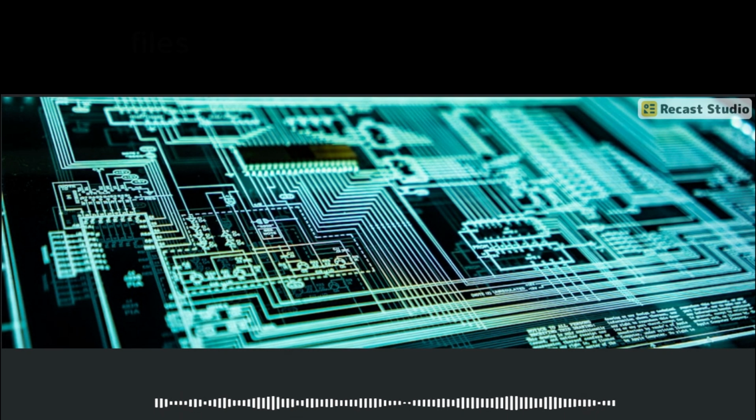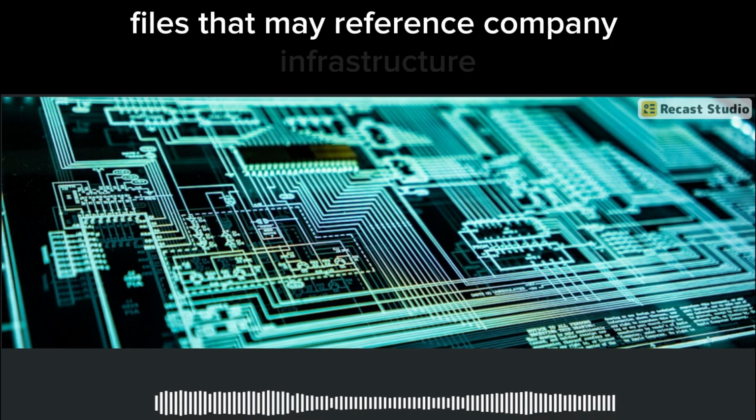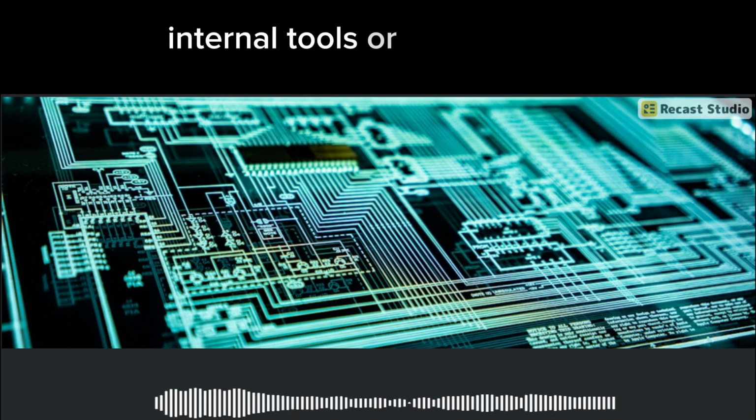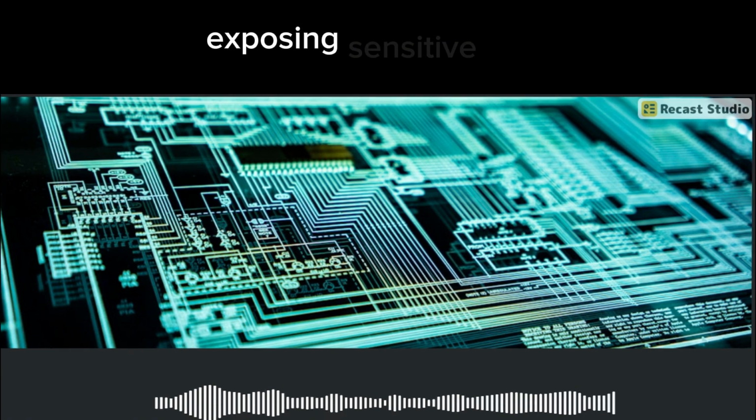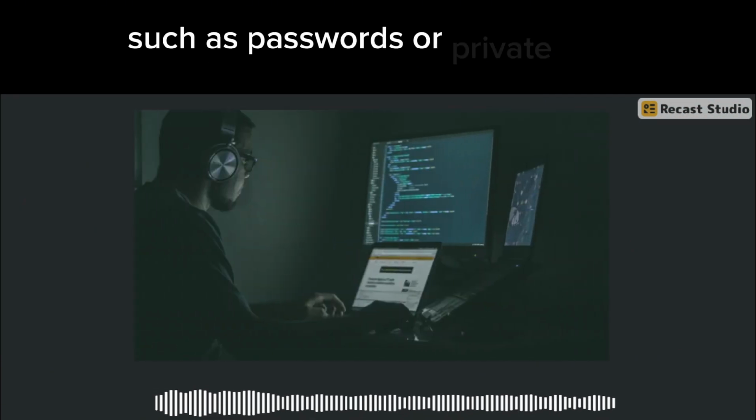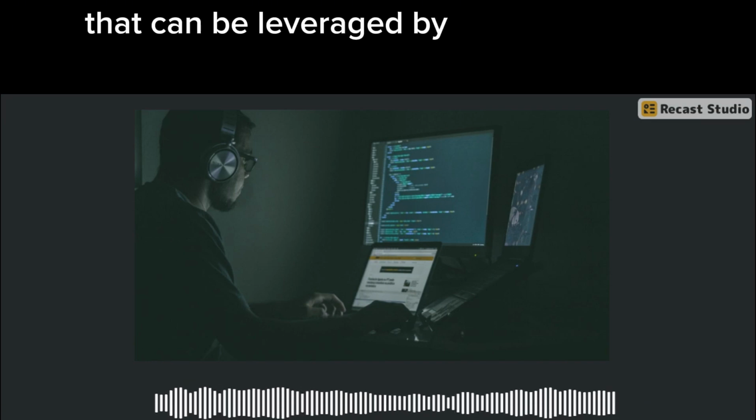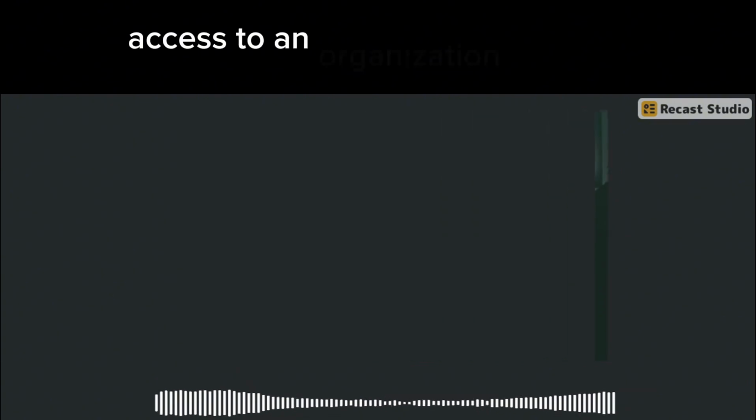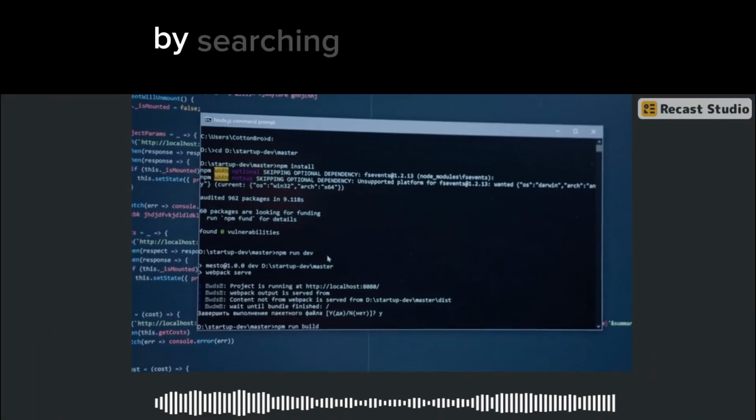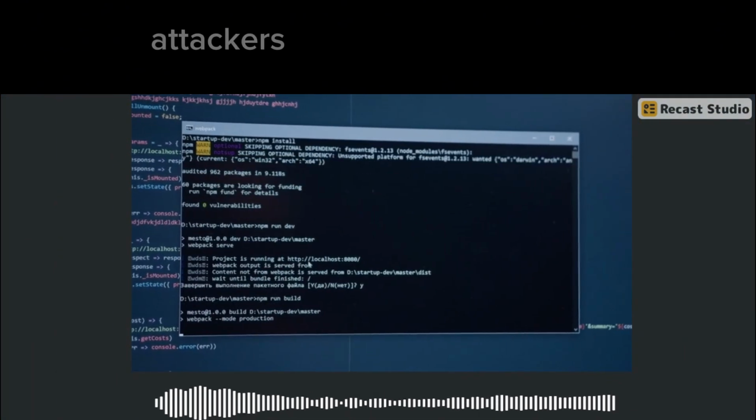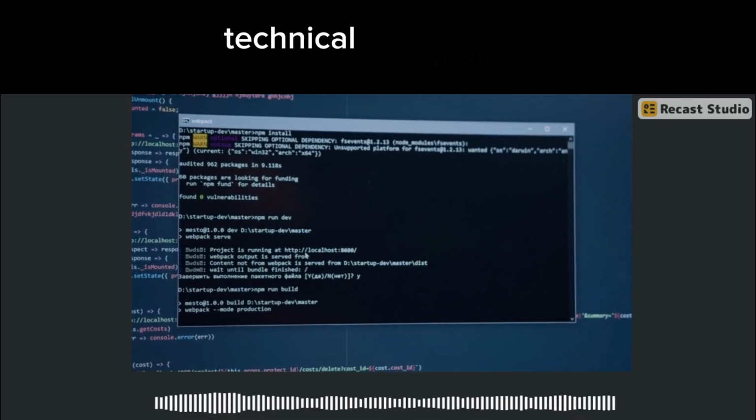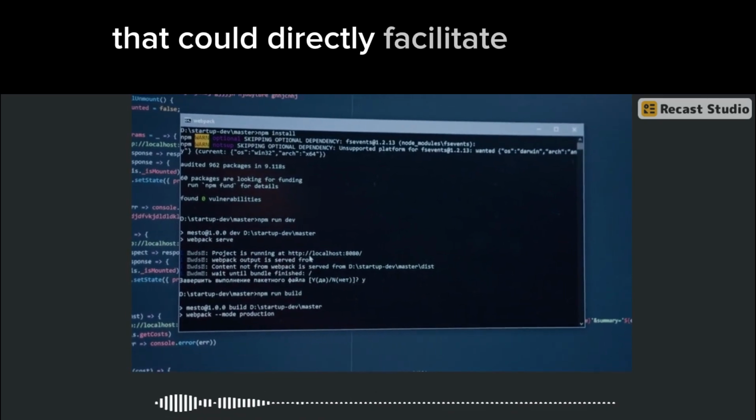Documentation or project files that may reference company infrastructure, internal tools, or partnerships. Exposing sensitive data such as passwords or private keys in public repositories is a common mistake that can be leveraged by adversaries to gain access to an organization's systems. By searching code repositories, attackers can uncover valuable technical information that could directly facilitate a breach.